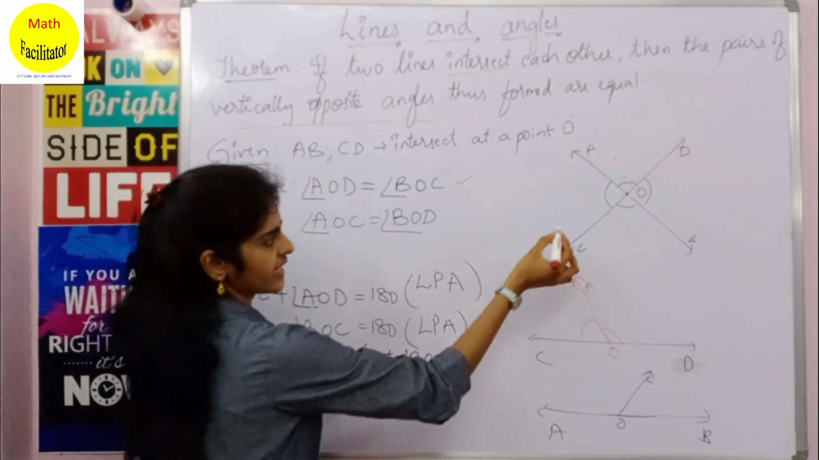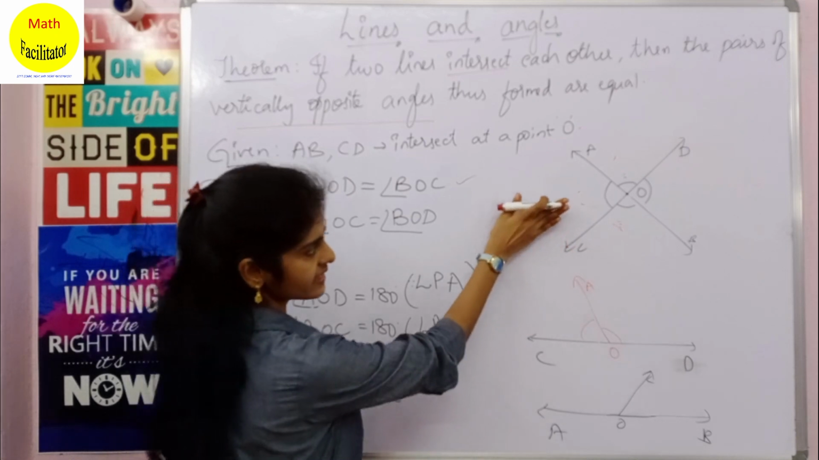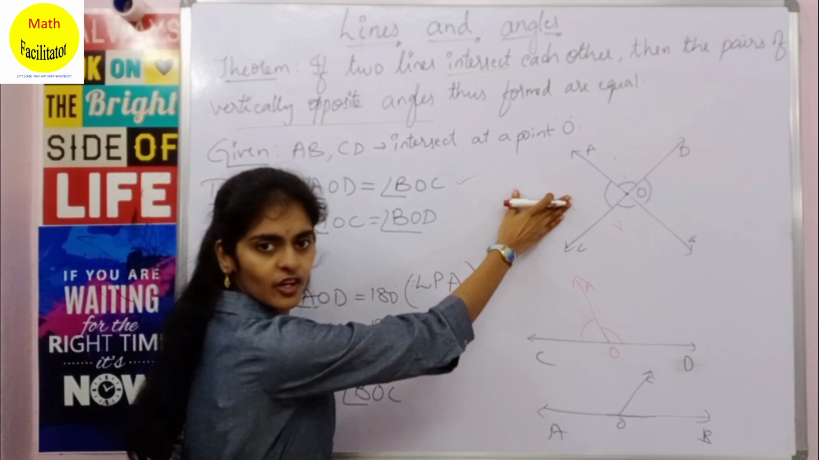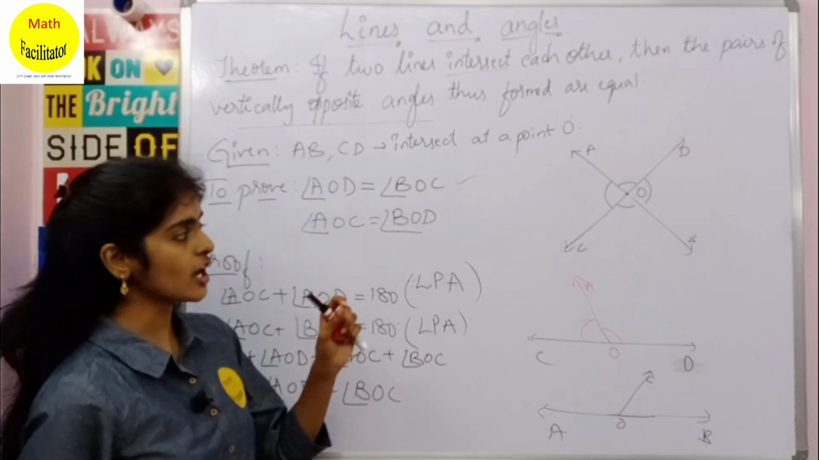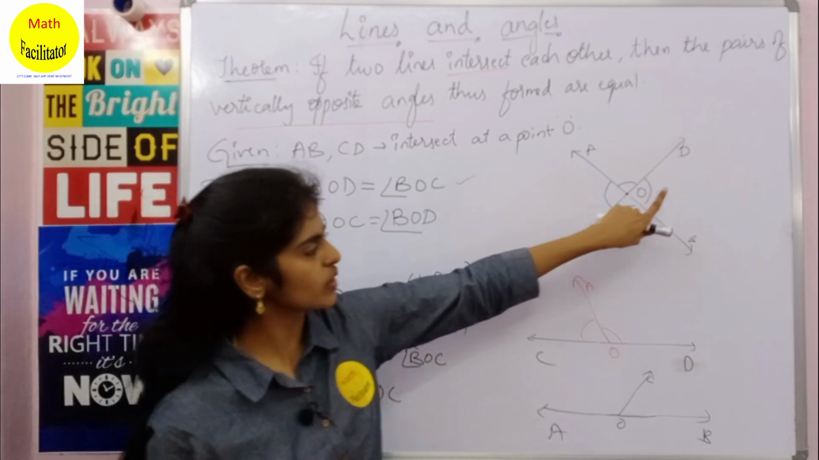Yes, then I have taken these two angles. Now you can see this is common, so eliminating this, equating this, you are eliminating this angle. So you got these two angles. Now what do you want? You want these two angles. You have to prove that AOC is equal to BOD.